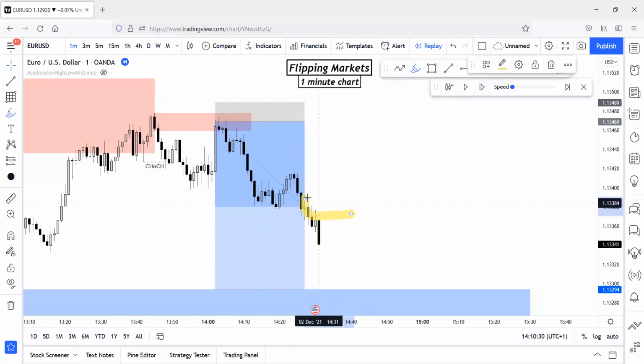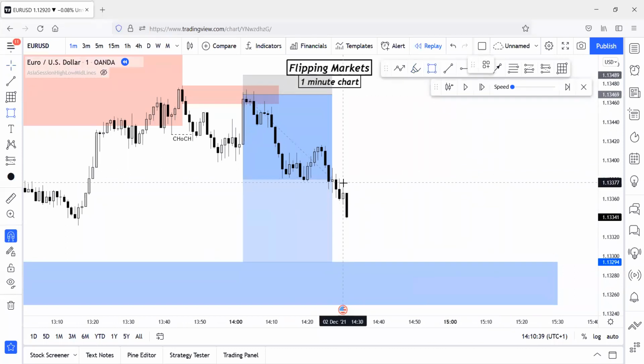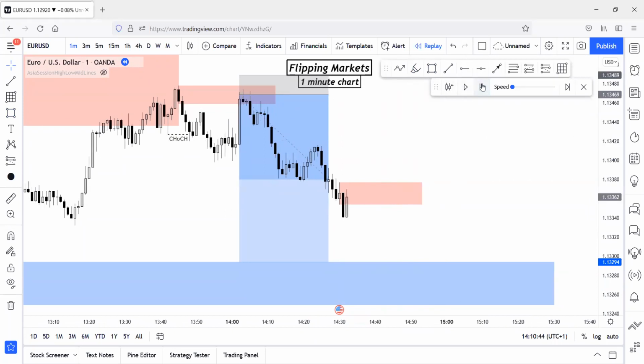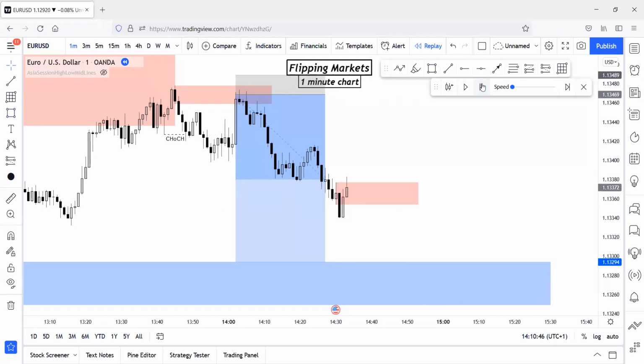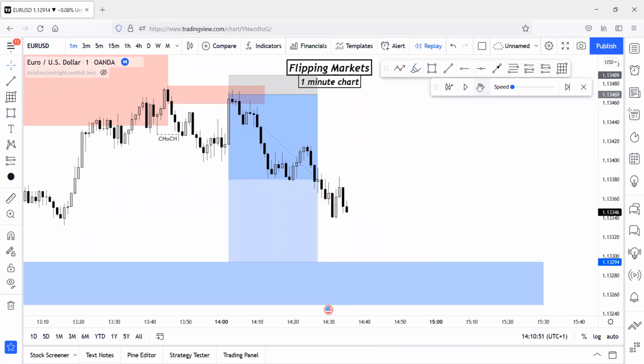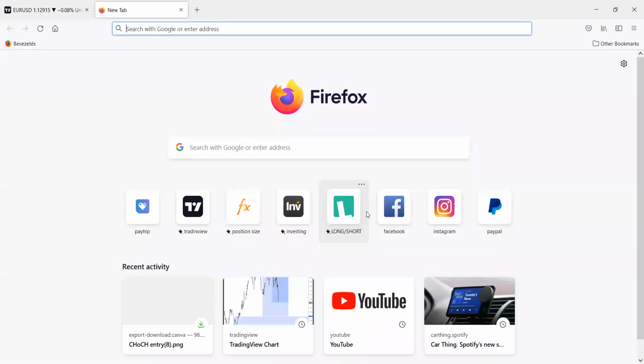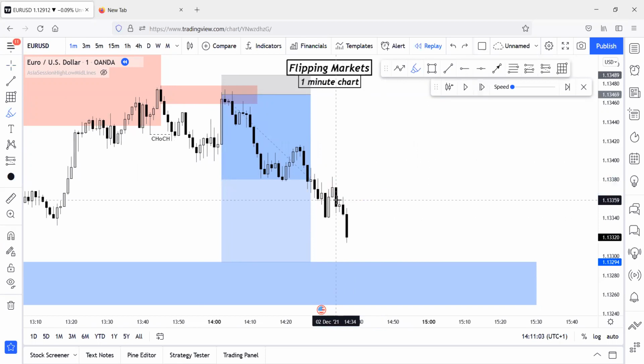Actually, I couldn't set an order on this zone because, as you can see, this is already mitigated by the wicks of the following candles. But we have a clear zone here that created an efficient move again. Okay, that's actually broken, so this is irrelevant. Now we have two zones again, the upper extreme one and the lower decisional one right here.